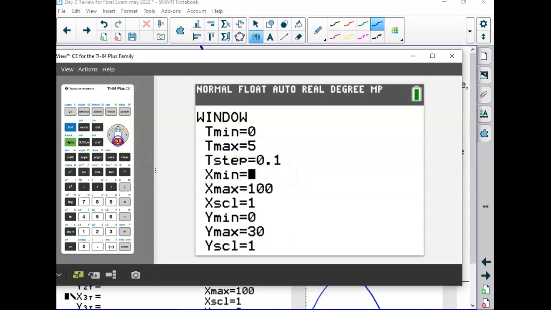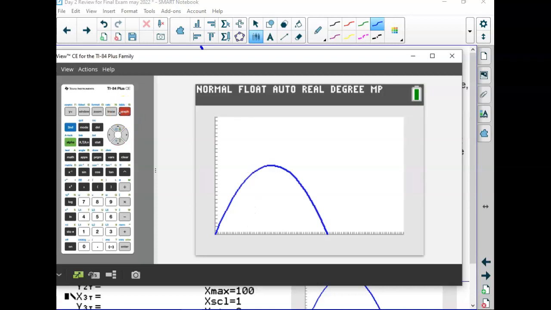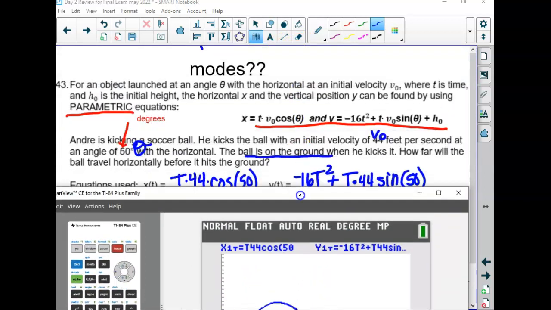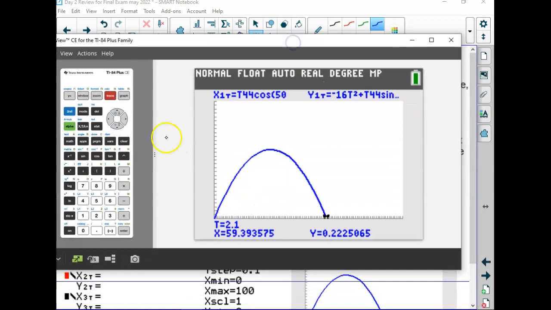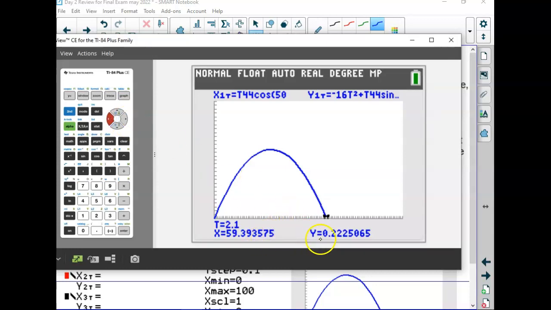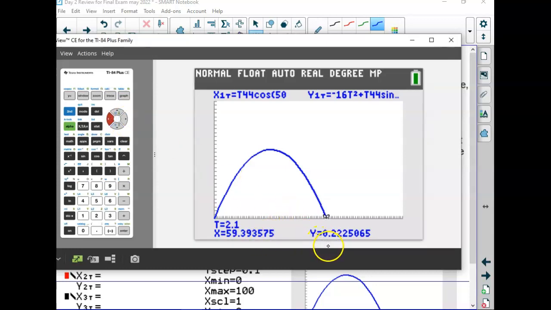Okay, I don't know how far the soccer ball is going to go. I put 0 to 100. And I don't know how high it's going to go. I put 0 to 30. You don't have to have the exact same window. I don't even ask you what the window is. I just ask you to figure out how far it is away. It says distance traveled horizontally when the ball hits the ground. So you want to make sure you're in trace and trace along as close to 0 as you can get for the height of the ball. Everybody good?